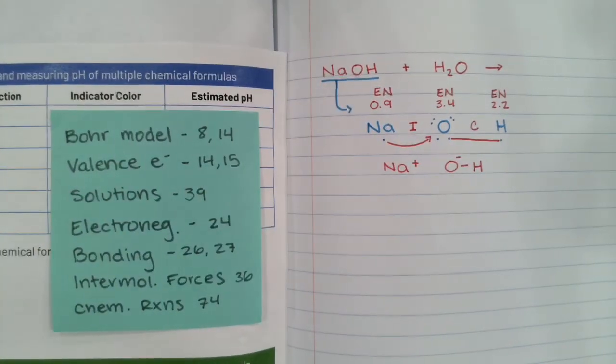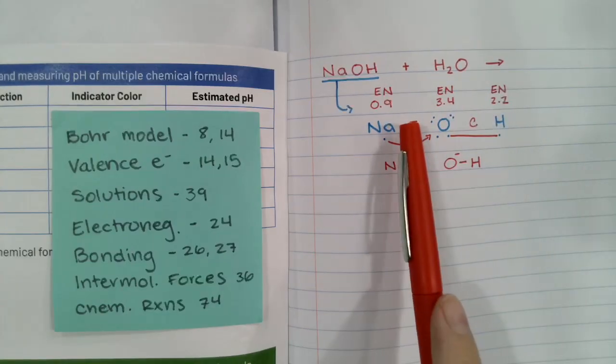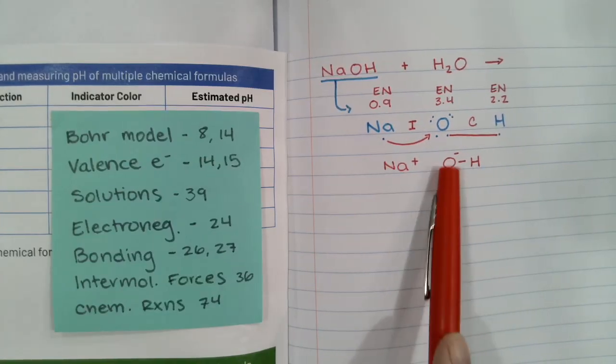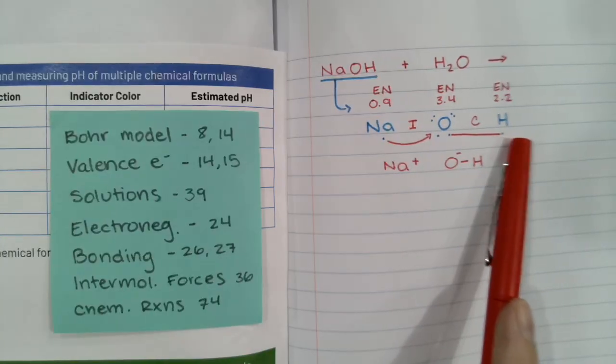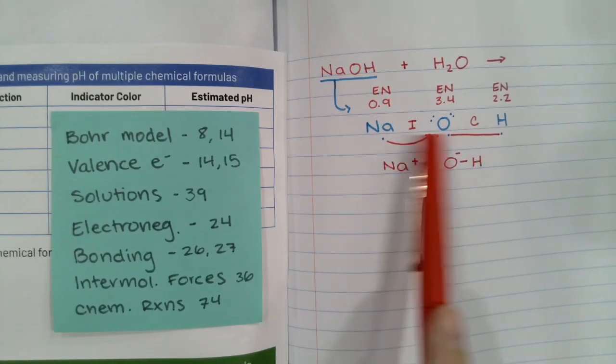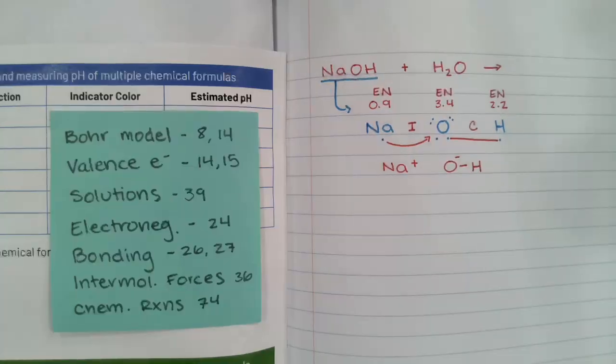Well, that's the question. If this bond breaks, then we get an OH minus ion. If this bond breaks, then we get NaO and an H plus ion. So I need to know which of these is going to break first. Remember, we're dissolving this in water. What makes water so good at dissolving things?